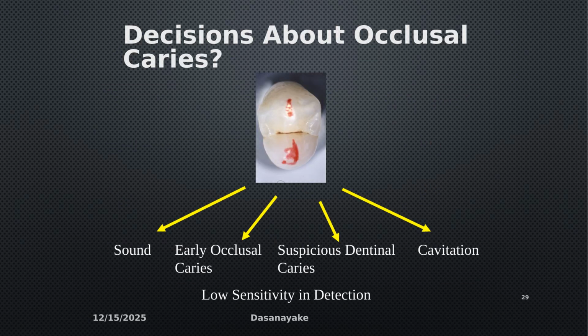When evaluating fissures, think in 4 outcomes: sound tooth, early occlusal caries limited to enamel, suspicious dentinal caries where decay may reach dentin, or frank cavitation requiring restoration. Clinical detection has low sensitivity, so combine visual exam with careful probing, radiographs when appropriate, and patient risk assessment. Use conservative treatment when possible and monitor early lesions closely.